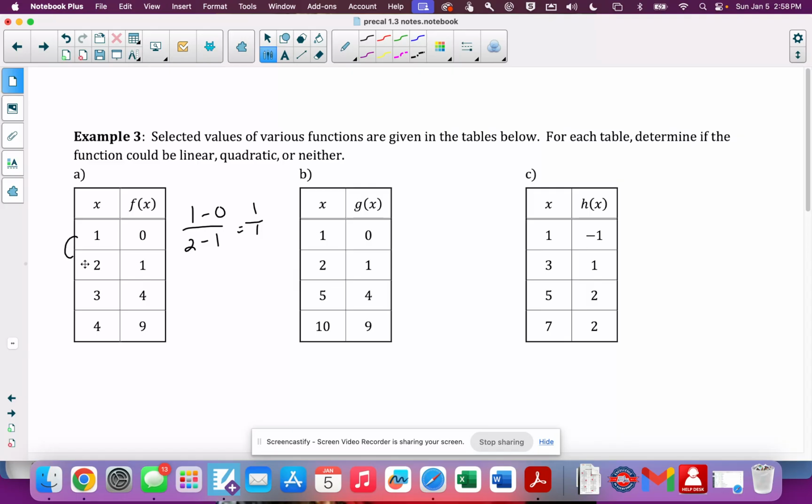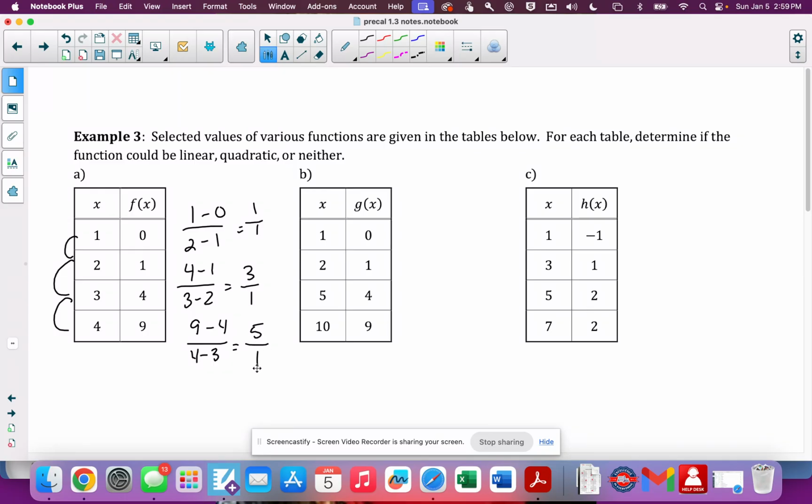Okay. And then I'm going to check the next 2 points. And that's going to be 4 minus 1 over 3 minus 2, and that's going to be 3 over 1. Okay, so right now, I already know it's not linear, right? Because these would then be constant, right? All right, so let's check the last one just to see what we get. 9 minus 4 over 4 minus 3 is 5 over 1.